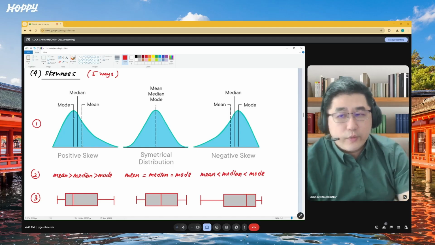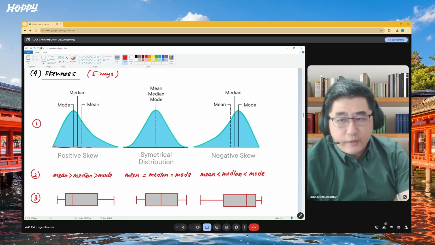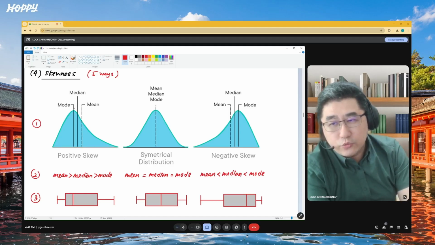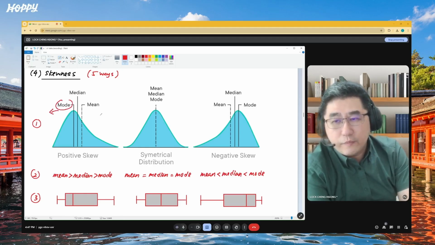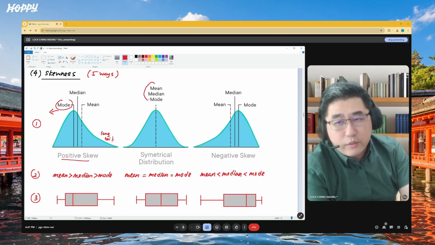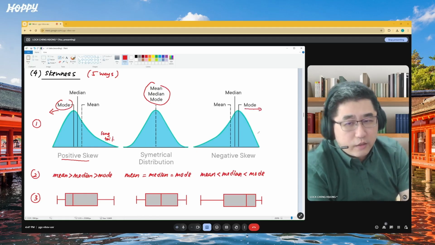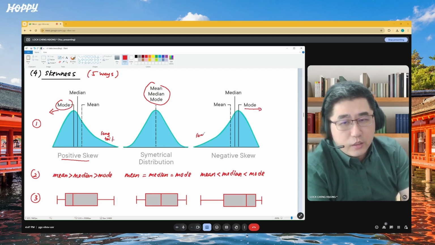So the first one, on the number line, the highest peak is the mode. If the mode is on the left side and the long tail is on the right, then we say it's positively skewed. If the mean, median, and mode are about the same value, we say it's symmetrical. If the highest peak, the mode, is on the right side and there is a long tail on the left, then we say it's negatively skewed.